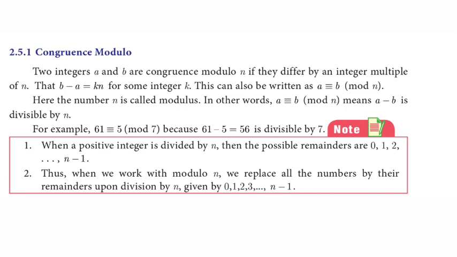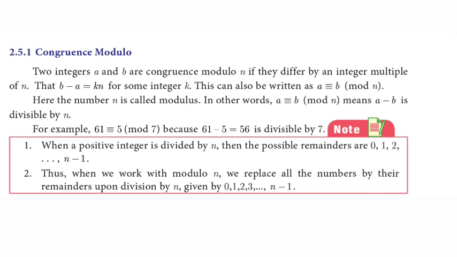For example, 61 congruent 5 mod 7, because we can write 61 minus 5 equal to 56, that is divisible by 7. Note 1. When a positive integer is divided by n, then the possible remainders are 0, 1, 2, etc., n minus 1. Second one, thus when we work with modulo n, we replace all the numbers by their remainder upon division by n, given by 0, 1, 2, etc.